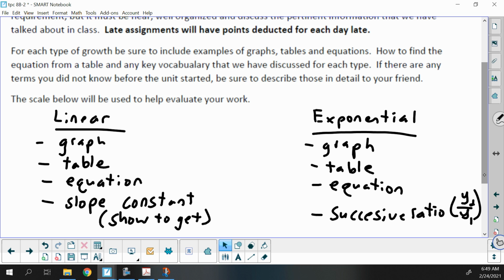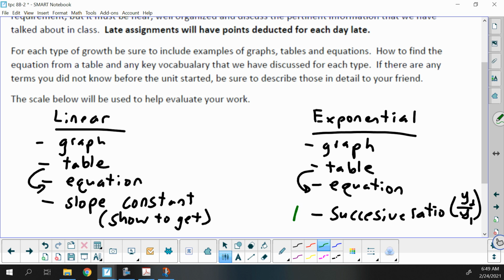Now, when you're doing your equations, make sure to show how you can get those equations from your table. That's a big thing that we've learned. So if you have a table of data, how can you write what the equation is from that table of data? So those things you want to make sure you have, make sure you describe how to find them.